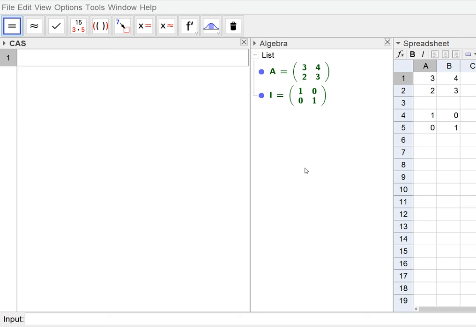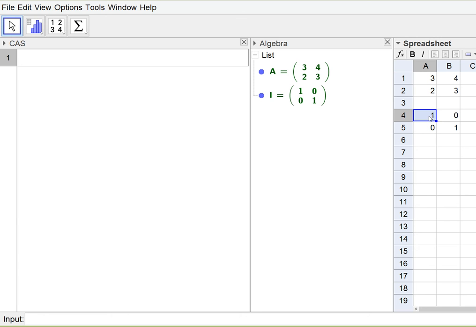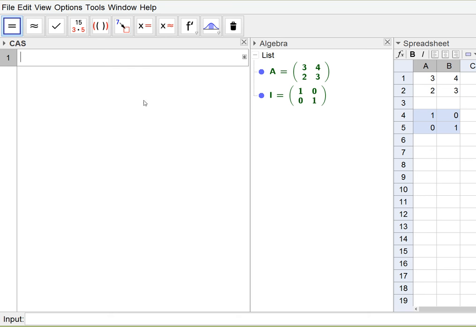I've pre-entered the matrix we're going to use, A, with rows 3, 4 and negative 2, 3, and I've gone ahead and pre-entered the 2 by 2 identity matrix again using the create matrix from spreadsheet form. So I'm going to do this in the CAS window.